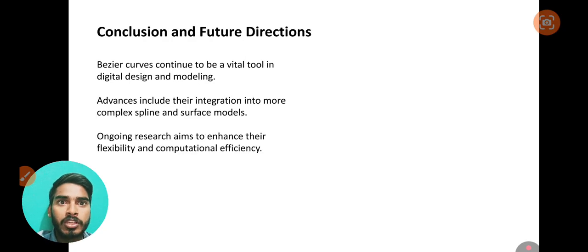Conclusion and future directions. Bezier curves continue to be a vital tool in digital design and modeling. Advances include their integration into more complex spline and surface models. Ongoing research aims to enhance their flexibility and computational efficiency.